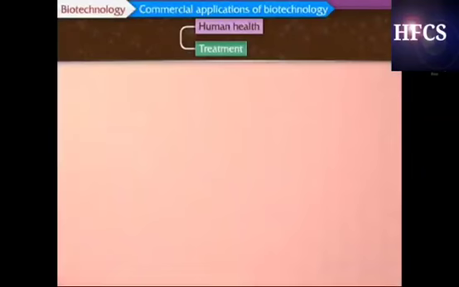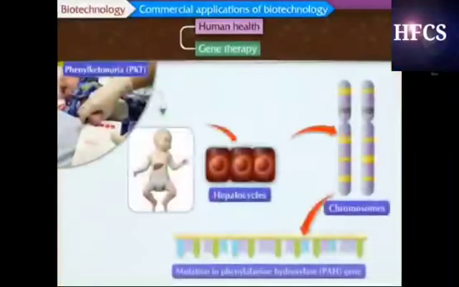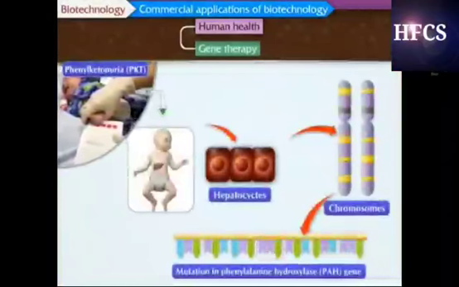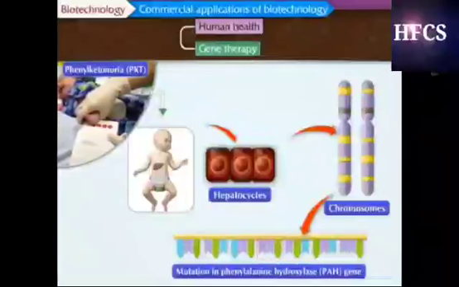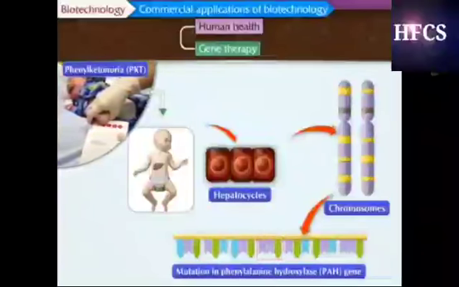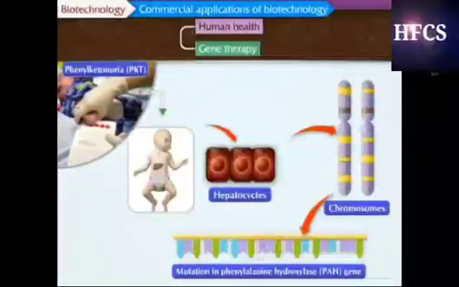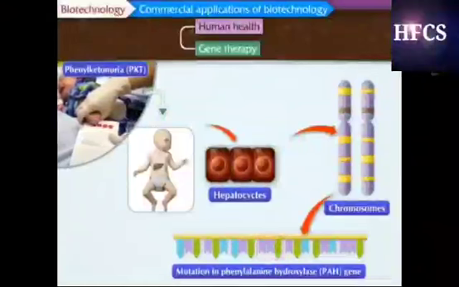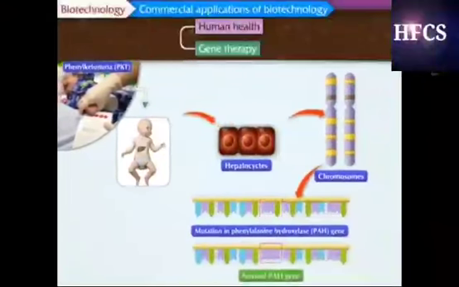Next is gene therapy. Genetic disorders like phenylketonuria, that is PKU, arise due to genetic changes in somatic cells, that is, all the cells except sperm and ova, specifically in hepatocytes, that is liver cells. It has become possible to treat it with somatic gene therapy only due to biotechnology.